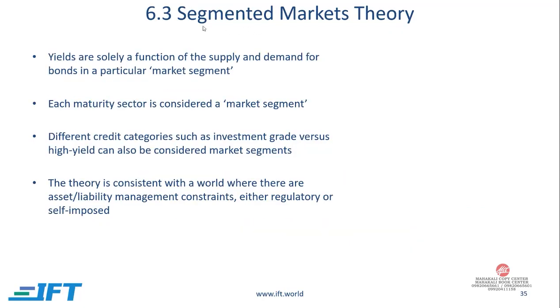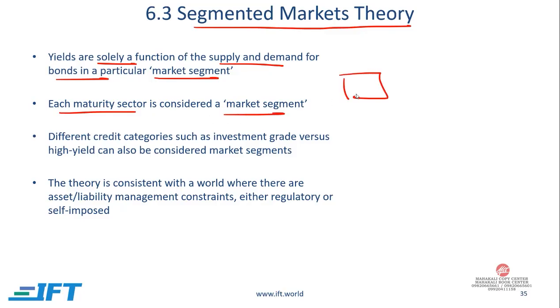Moving on to the segmented markets theory. According to this theory, yields are solely or completely a function of the supply and demand for bonds in a particular market segment. So we can say that the markets are segmented. And here we are talking about the bond market. Each maturity sector is considered a market segment. So we can have short-term bonds, medium-term bonds, longer-term bonds, and within this we can have bonds with specific maturities.